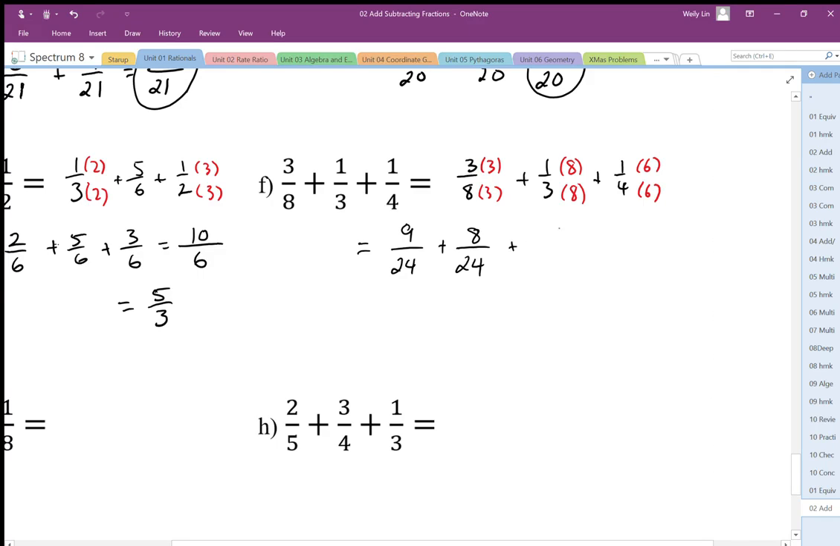So here we're going to end up with 9 over 24, which is equivalent to 3/8. 8 over 24 is equivalent to 1/3. 6 over 24 is equivalent to 1/4. Now I can add up the numerators. I've got 23 in the numerator, and the size of the pieces doesn't change.